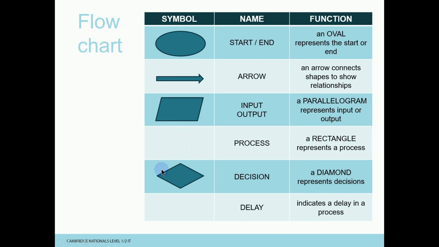Okay. Then we have a diamond shape, and this represents a decision. And generally there are two outputs from a diamond. We have a yes and a no. One will go down and one will go out from the side, depending on what the decision is.